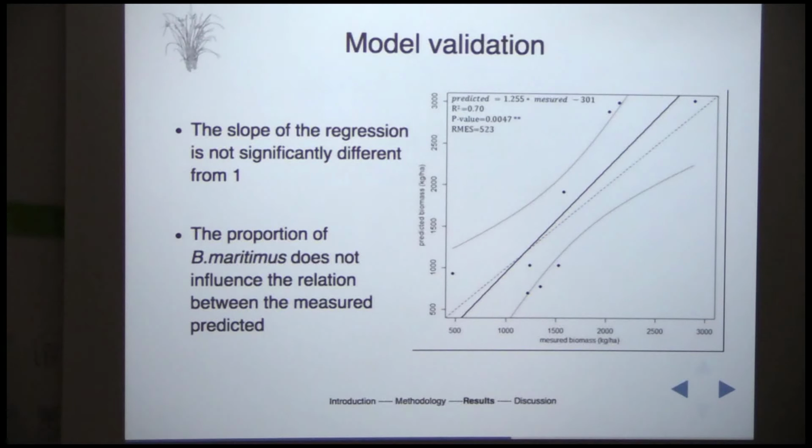Because we see this variability in species composition, we wanted to test if our model could work better in areas with a higher percentage of Bolboschoenus maritimus. This is why we added as a covariate the proportion of Bolboschoenus maritimus. And this was not significant. This means that our model works exactly the same in areas with high presence of Bolboschoenus maritimus and with low presence of Bolboschoenus maritimus.